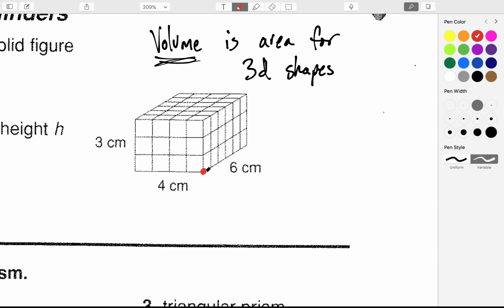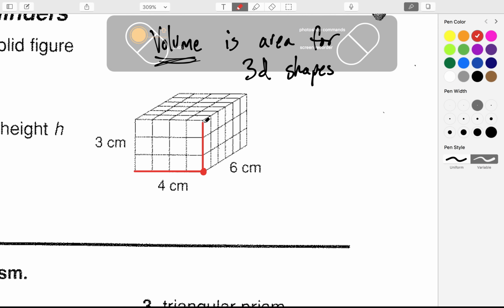Pick one of the points. I'm going to pick a point here. So by points, I mean pick a corner. You have a corner right here. If you look at this, there are 3 lines that hit this corner. 3 lines that hit this corner right here.